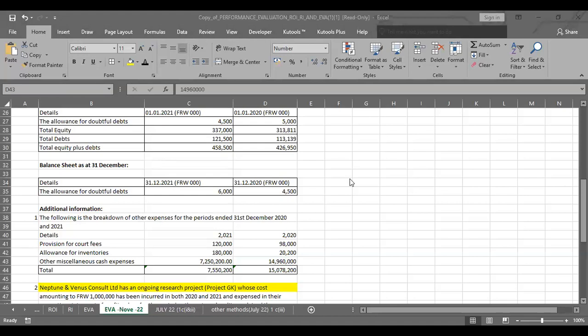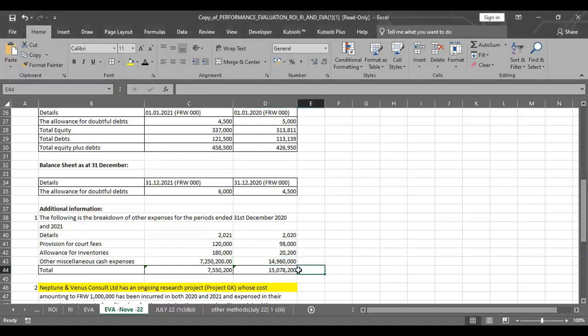98, 202, and then 14,960, 14,960, 14,960. So that's what we have there. This is 14,960. This is 98. Oh, here. It's supposed to be with an extra zero. So it's okay now. So that's what we have.